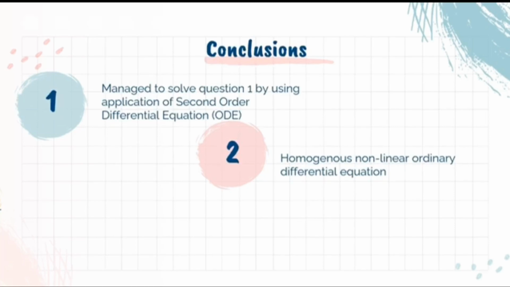y double prime plus p(t) y prime plus q(t) y equal to 0 is the most common form of second order ODE, where p and q are time functions that are generally unknown functions.